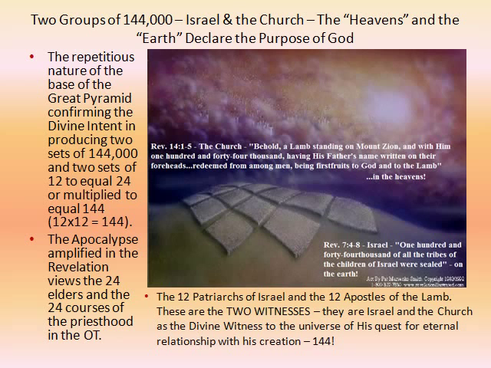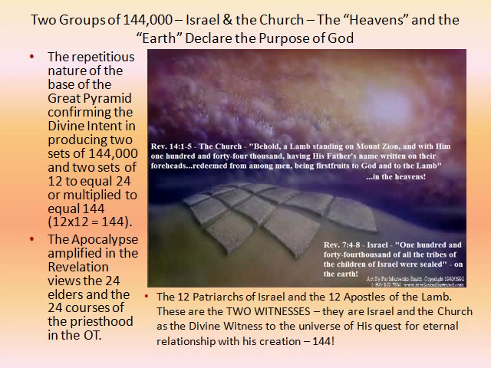Two groups of 144,000, Israel and the church, the heavens and the earth, declare the purpose of God. The repetitious nature of the base of the Great Pyramid confirms the divine intent in producing two sets of 144,000 and two sets of 12 to equal 24, or multiplied to equal 144. The Apocalypse amplified in the Revelation reviews the 24 elders and the 24 courses of the priesthood in the Old Testament, the 12 patriarchs of Israel and the 12 apostles of the Lamb. These are the two witnesses.